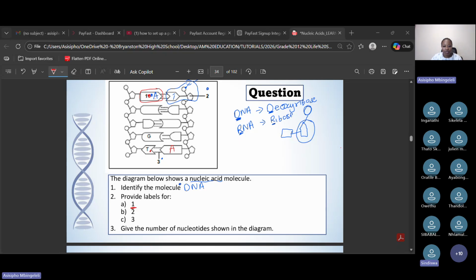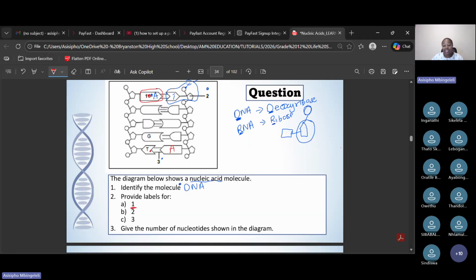Then I need someone. Lebu Khang, please do answer question 3 for us. Give the number of nucleotides that are shown in the diagram. How many? Ma'am, I think there are 10 nucleotides. You think there are 10 nucleotides. And I also think there are 10 nucleotides.